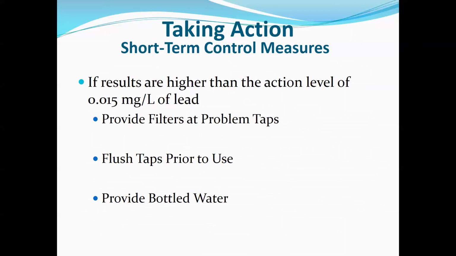You can also flush taps prior to use. Just know that if you run the water prior to using it, you will flush the lead out. That lead occurs from water sitting still in the pipe or the faucet for a period of time, giving corrosion a chance to work. So if you flush it, you can remove some of that problem. Another way is providing bottled water. If you're going to shut off an outlet, providing bottled water that you have confidence in is another solution.